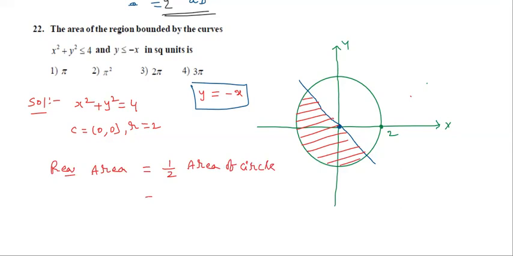Right, half. What is the area of a circle formula? Pi r square. r is 2. So 2 squared means 4, 2 fours are 8, 2 twos are 4, not 2 to cancel. So finally, what answer are we getting? 2 pi. The third option is correct.